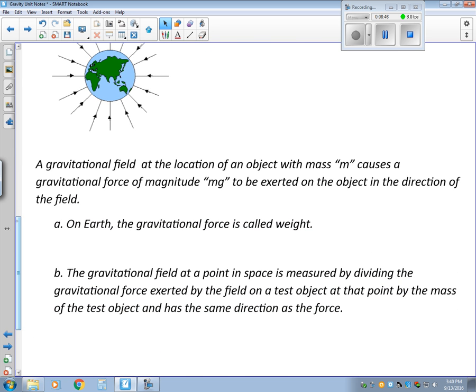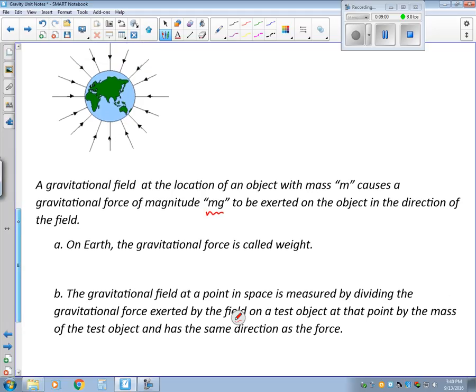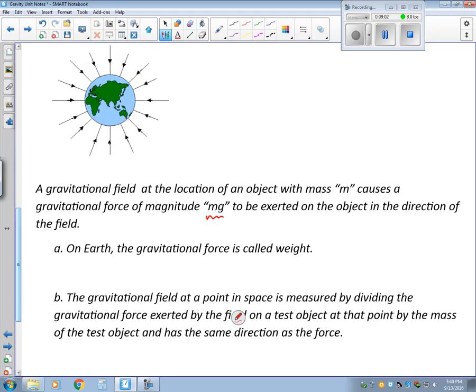So a gravitational field at the location of an object with some mass causes a gravitational force of magnitude mg. We've seen this before. This is how we calculate weight, to be exerted on the object in the direction of the field. So a gravitational field causes a gravitational force, and the gravitational force always points in the direction of the gravitational field.